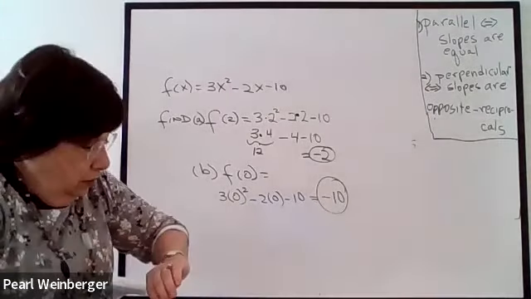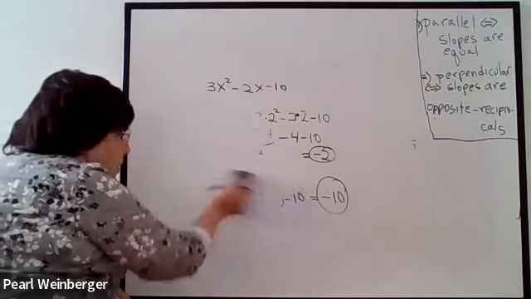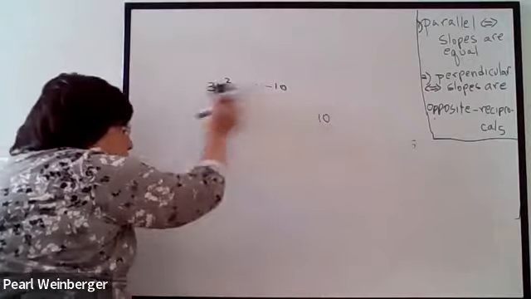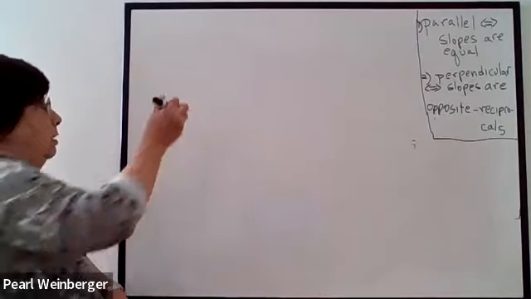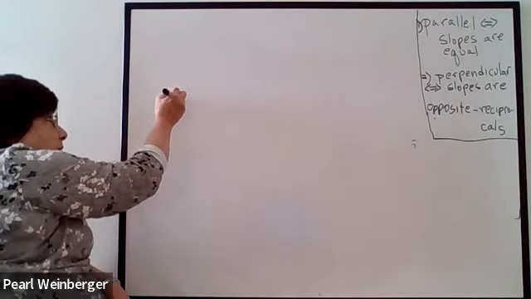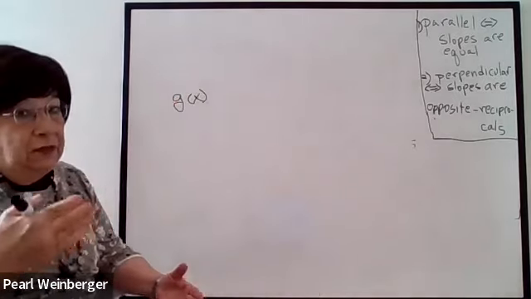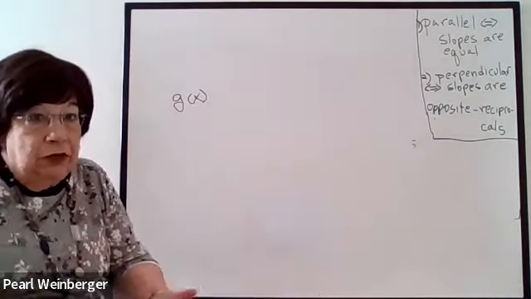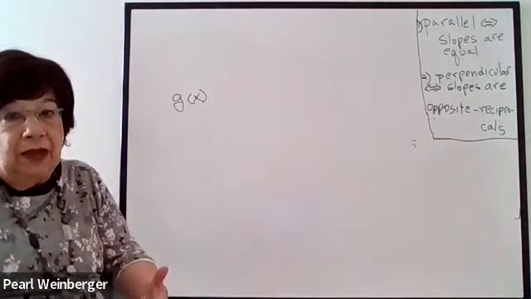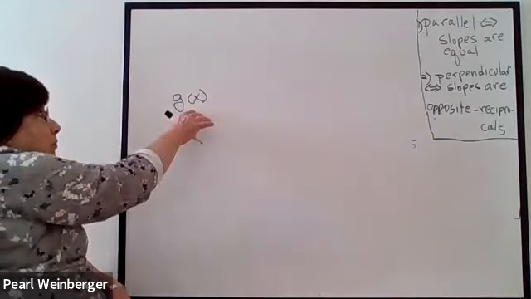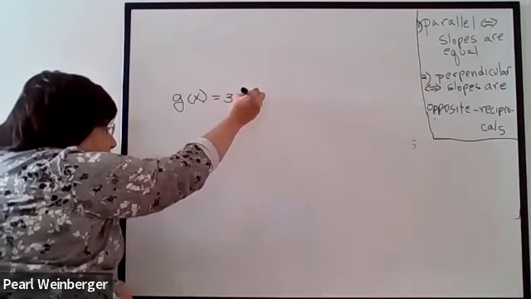Okay. Just want to finish up this topic. Suppose I gave you g of x. Now remember, g of x means the same thing as f of x. It's just I'm using a different name, so instead of calling something f, I'm calling it g. Suppose I have g of x equals 3x minus 2.